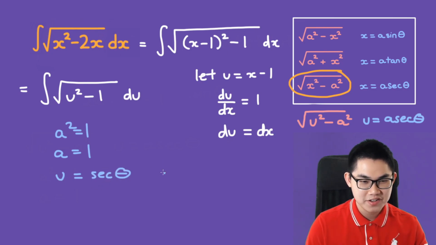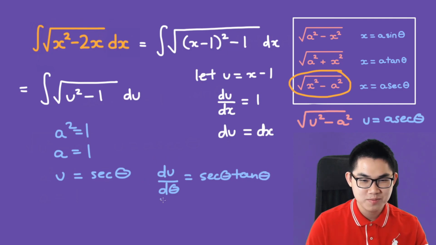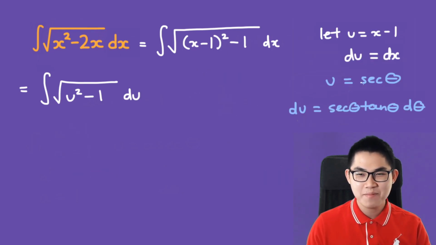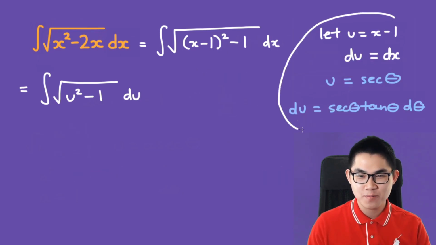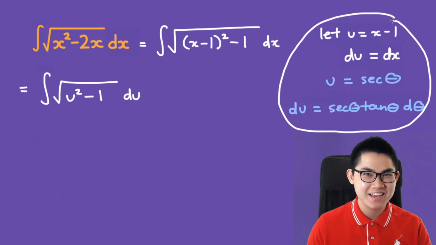What is the derivative of secant? The derivative is going to be secant tan. And we need to multiply both sides by d theta to get du. So we have du is equal to all of this times d theta. So I put all of the important pieces of information here, and we will reuse this later on.